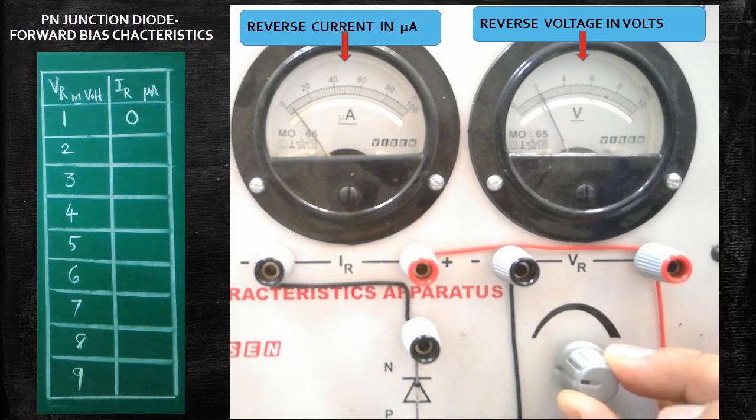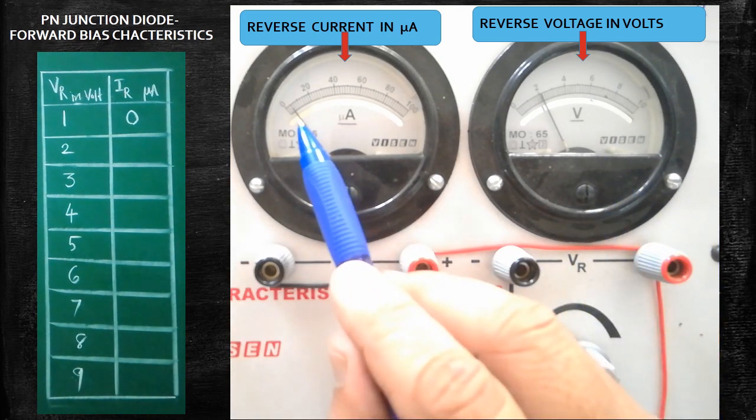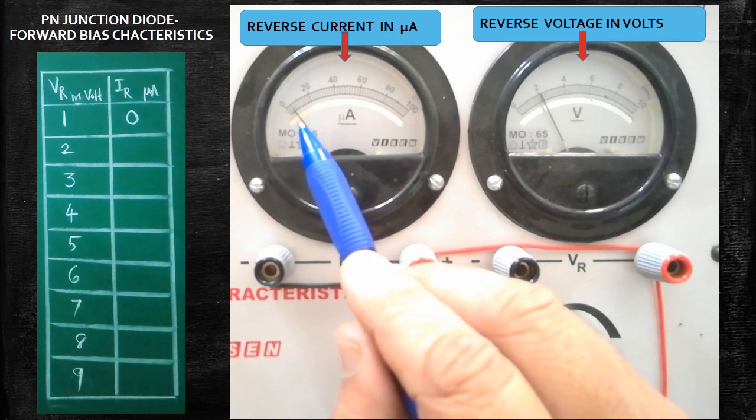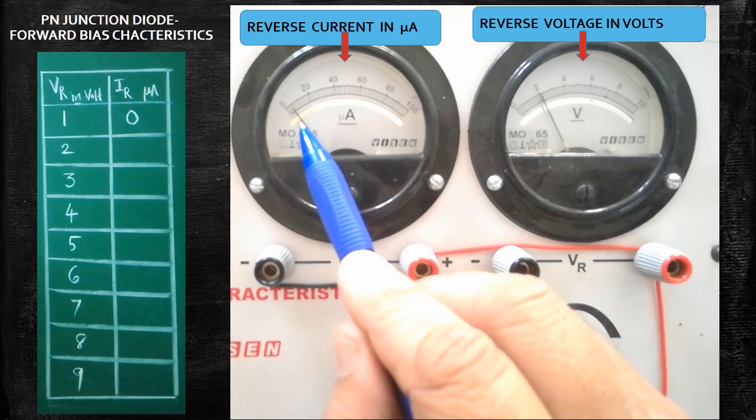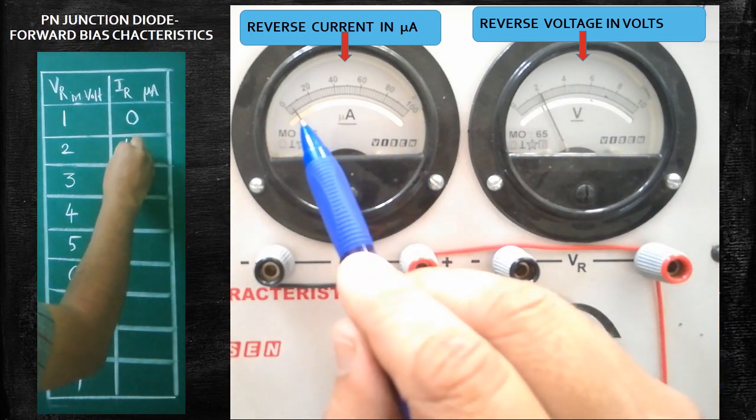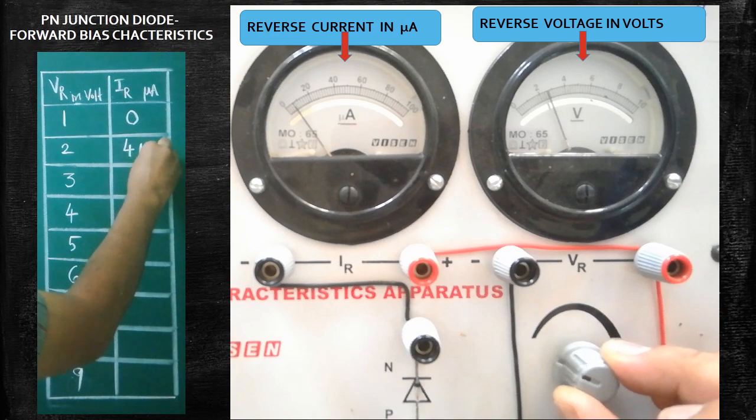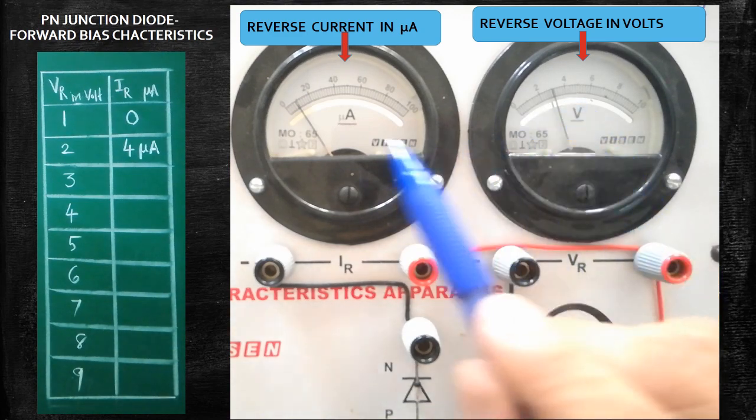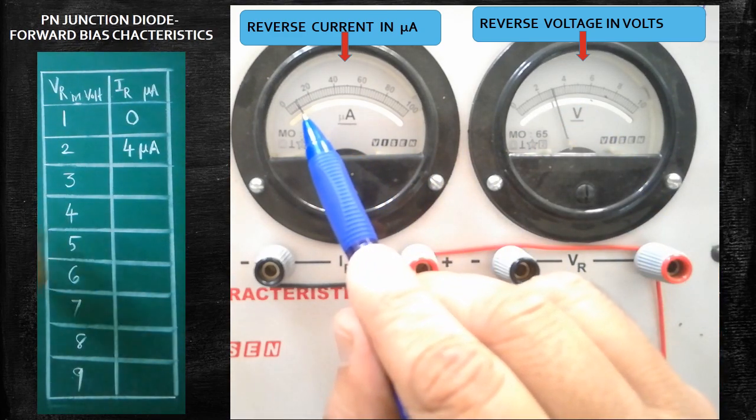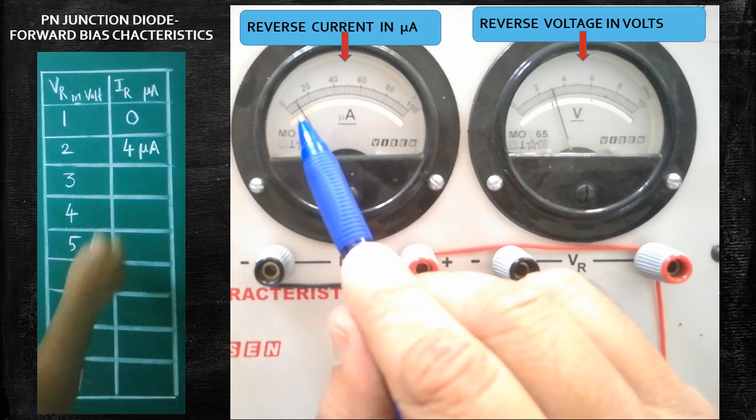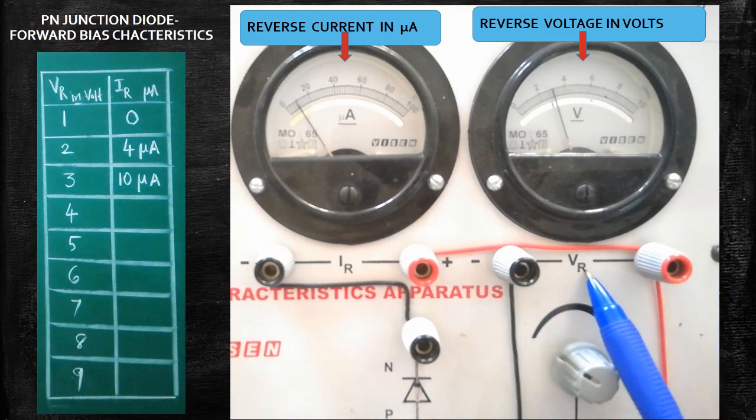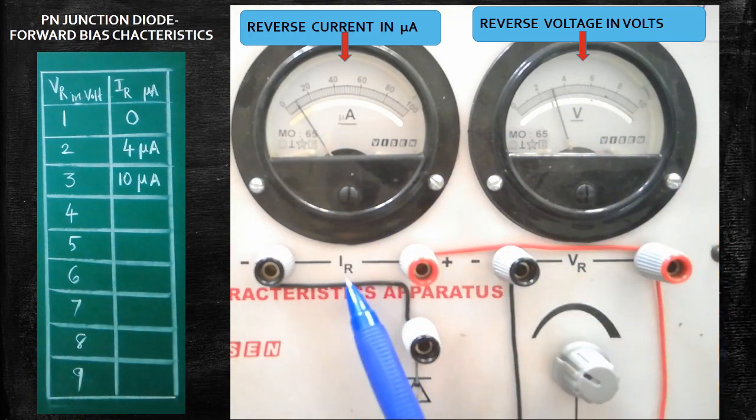For 2 volt, now VR is 2 volt, IR is equal to, look at it, is it clear? The pointer is slightly displaced, no? Now it is the second division. Therefore, the reading is how much? 4 microampere. For 2 volt, 4 microampere is the IR value. For 3 volt, now it is showing 3 volt. What is the reading here? It is exactly at 10th microampere. It is in the 5th division, no? 5 into 2 is equal to 10. So, 10 microampere is the IR value. So, for VR 3 volt, 10 microampere is the IR value.